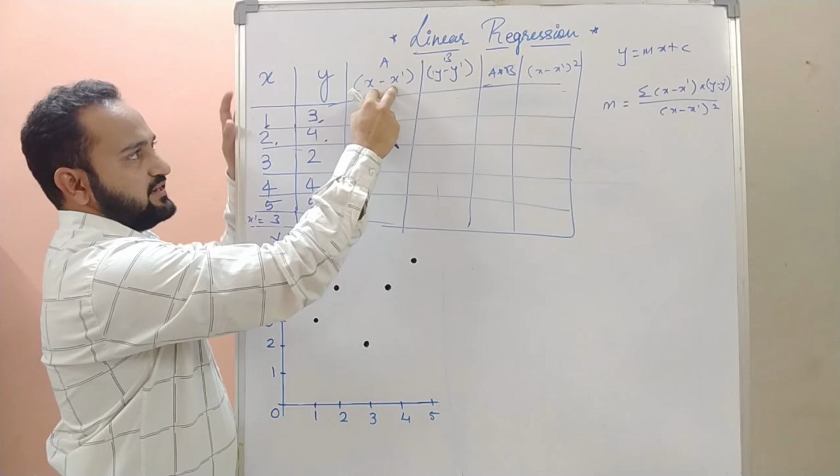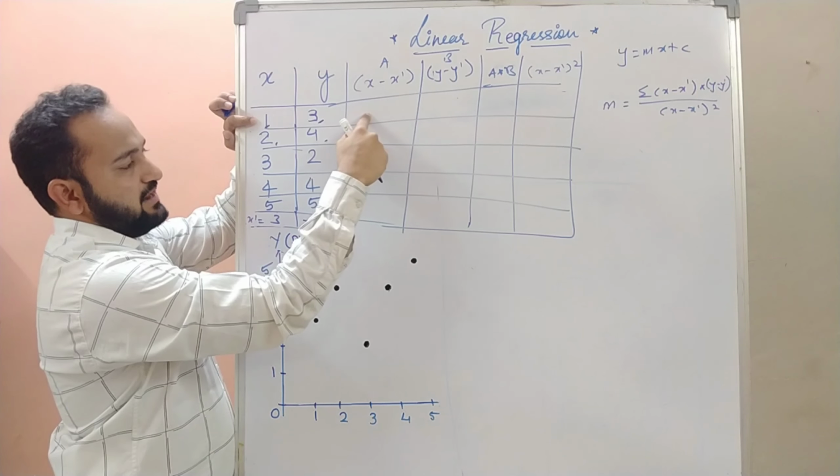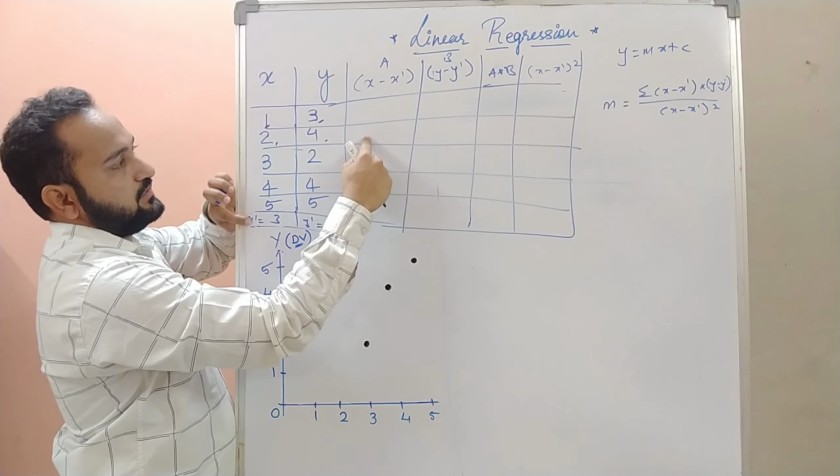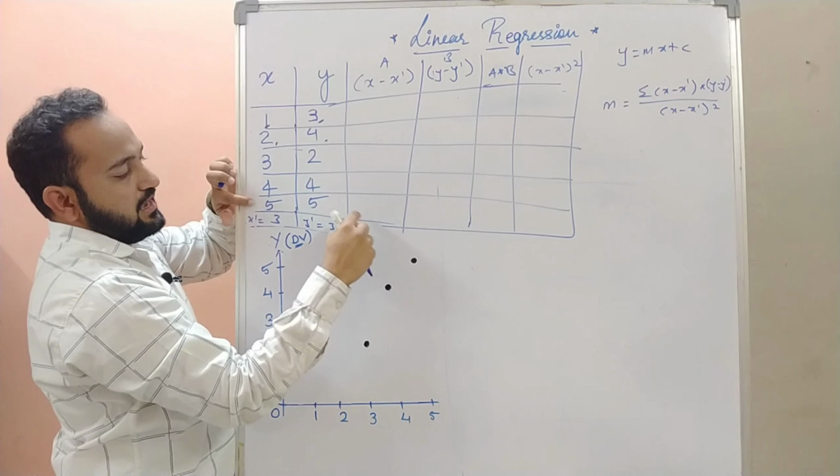What is the meaning of this? What is x minus x dash? What is the value of x? 1 minus 3, that's what you have to write here, right? 2 minus 3, that's what you have to write. 3 minus 3, 4 minus 3, and 5 minus 3.